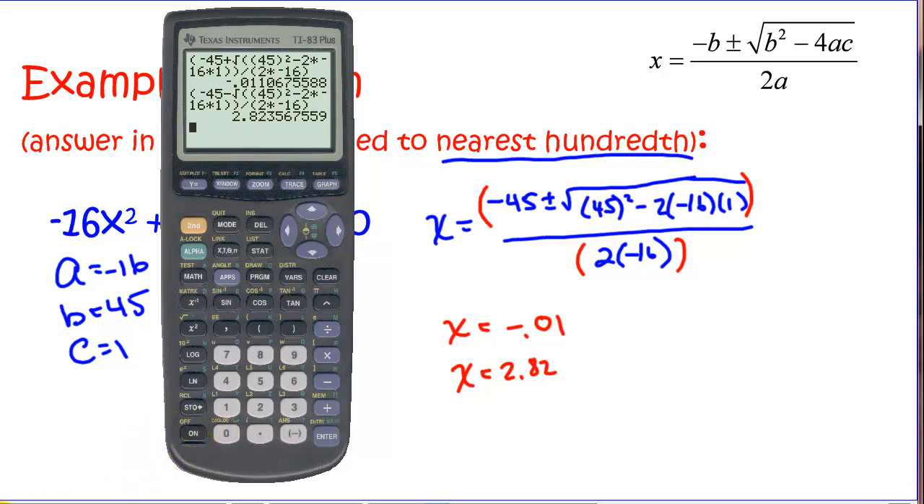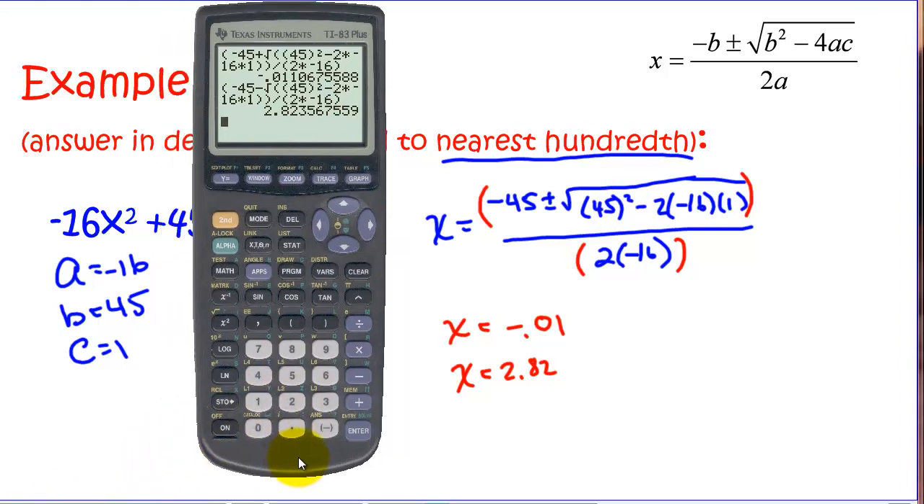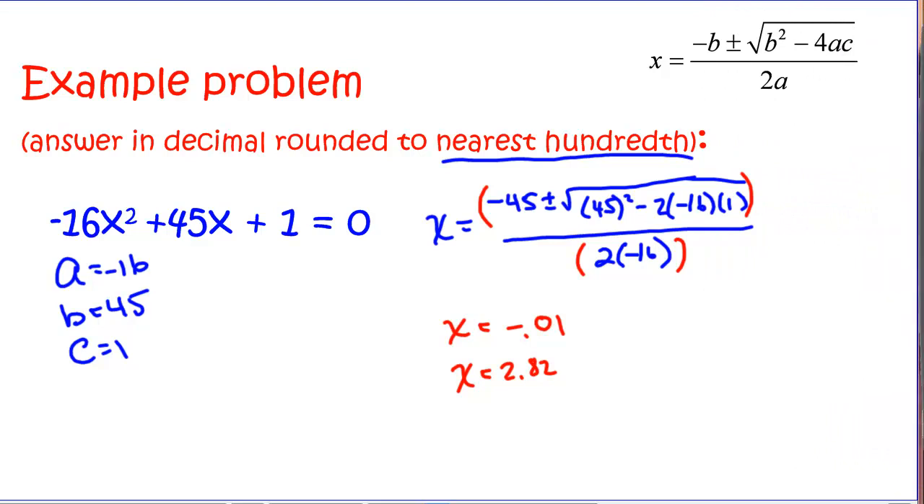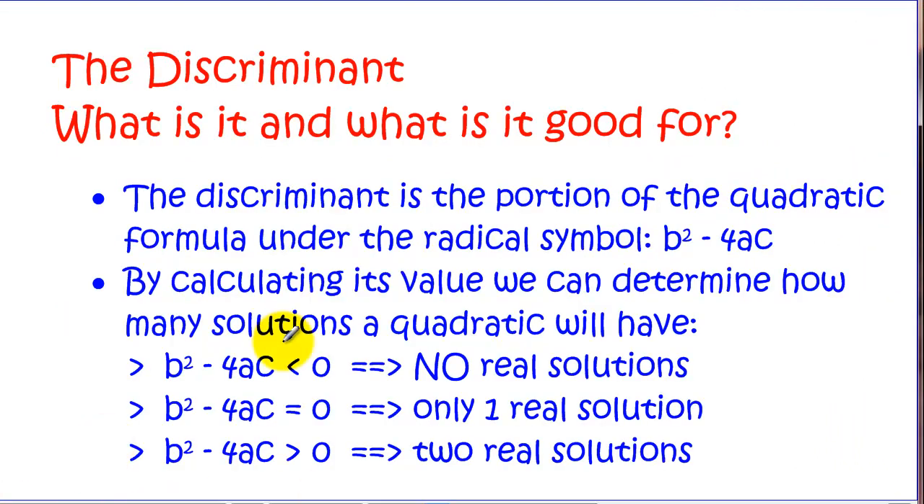One last thing on the quadratic formula. Let me get rid of the calculator here. Sometimes all we care about is how many solutions a problem has. We might not necessarily need to know the specific solutions. We just want to know, are there solutions? And so we use something called the discriminant. Well, what is it and what's it good for?